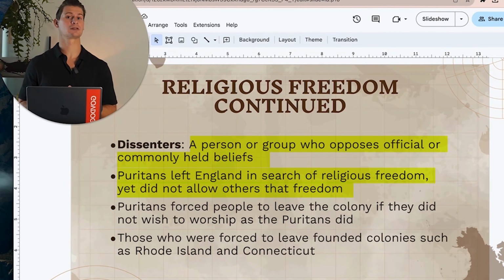So within the Puritan group that came to America, there were some that dissented from that Puritan belief that they originally held true. And just like the Puritans were persecuted in England, the Puritans themselves actually started to persecute these dissenters. Those dissenters were forced to leave Massachusetts, and they went on to found states or colonies at this point, such as Rhode Island and Connecticut.